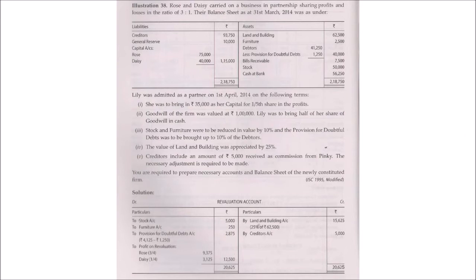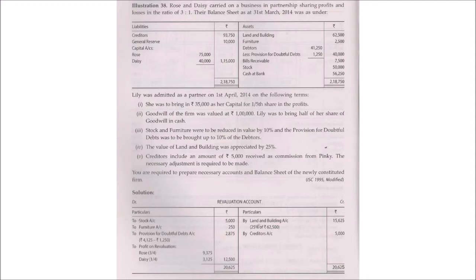Liabilities side. Creditors rupees 93,750. General reserve 10,000. Capital accounts: Rose 75,000 in the inner column, Daisy 40,000 in the inner column. Total capital 1,15,000 in the amount column.